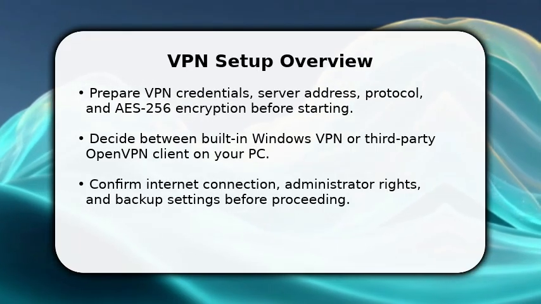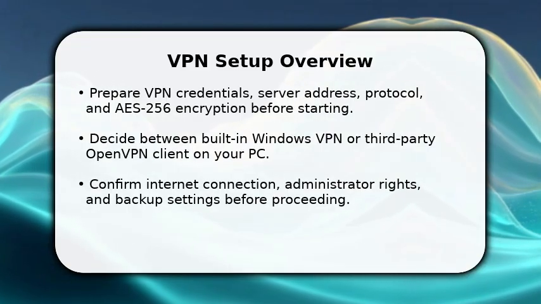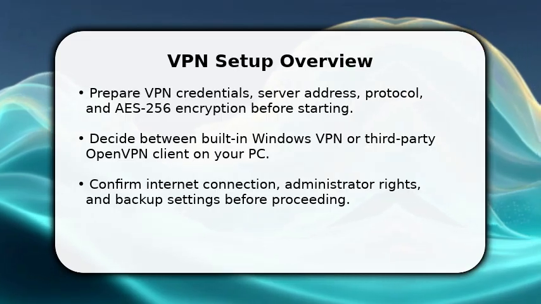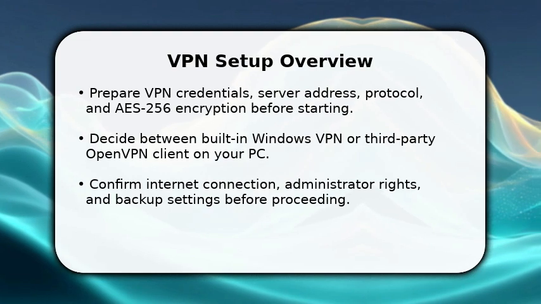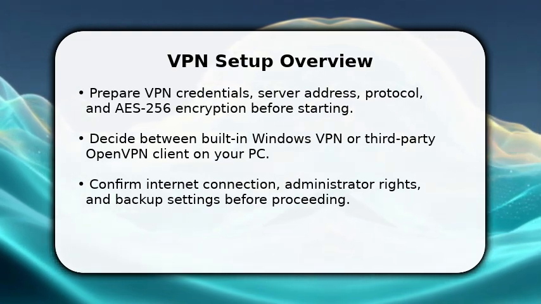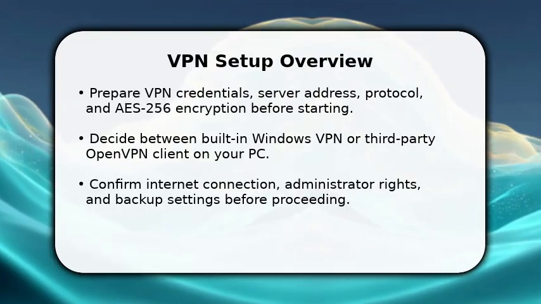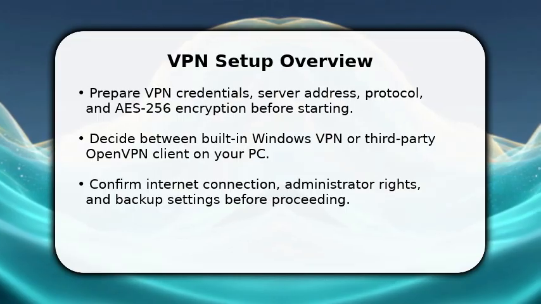Choose whether to use the built-in Windows VPN client or a third-party OpenVPN application. Consider protocol needs like OpenVPN or IKEv2 and ports such as 1194 or 443. Confirm firewall rules allow VPN traffic and that you have the correct username and password.